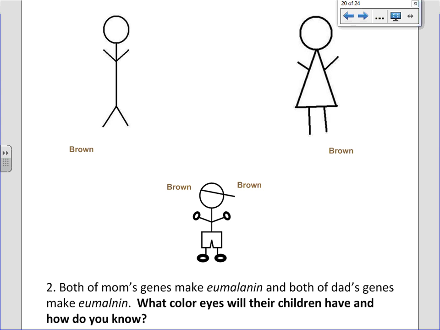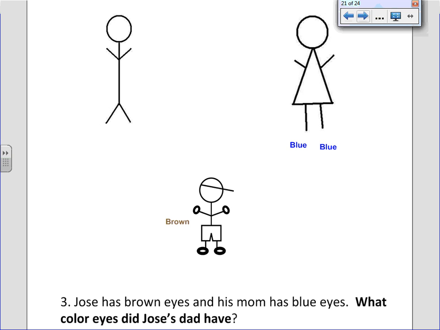All right, let's move on to the next one. Okay, now this is a similar question, but it gets a little tricky because you actually have to work backwards. In this case, we know what the kid looks like and we know what the mom looks like, but we don't know what the dad looks like. So let's read the question.